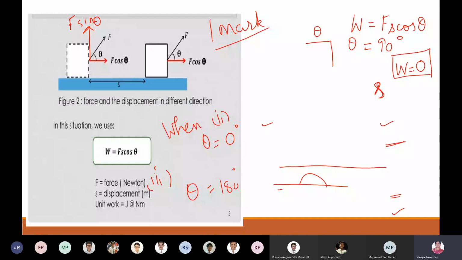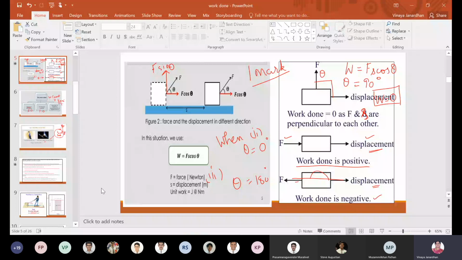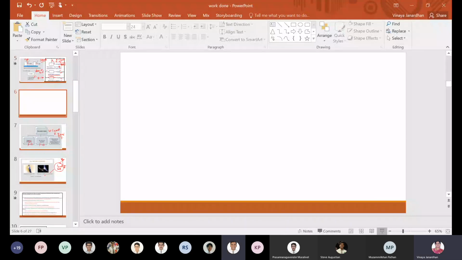Resolving your force. Do you understand the concept, boys? Resolving the force. Do you understand the concept? I'm asking you, should I redo this? What is happening for 11B? No. Okay, fine.